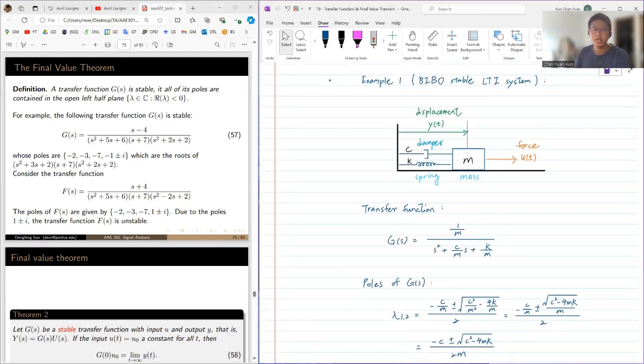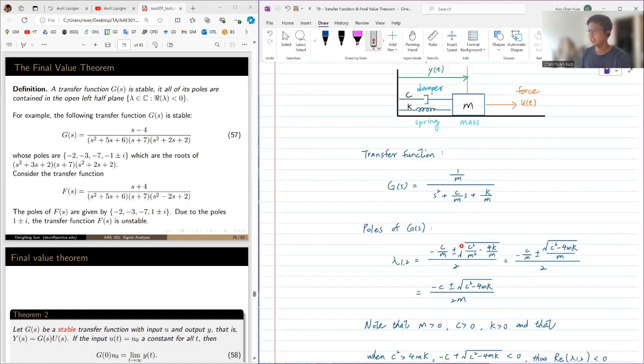Okay, now let's take a look at an example. In this example, we will check whether the mass spring damper system is BIBO stable. First, let's recall that the transfer function of the system is given by G(s) equals 1 over m, over s squared plus c over m times s plus k over m. And the poles of the transfer function are the roots of the denominator polynomial, and they are given by negative c plus or minus the square root of c squared minus 4 times m times k, over 2m.